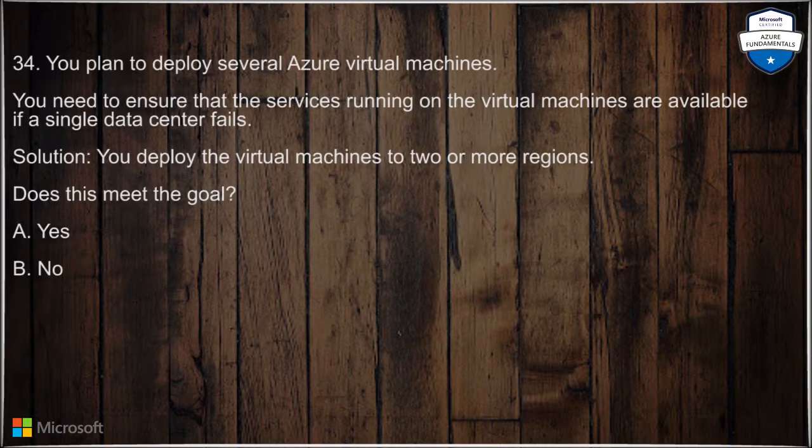You plan to deploy several Azure virtual machines. You need to ensure that the services running on the virtual machines are available if a single data center fails. Solution: you deploy the virtual machines to 2 or more regions. Does this meet the goal?